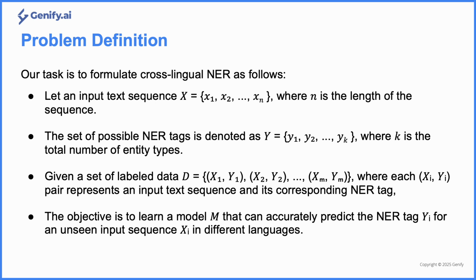NER involves identifying entities like organization and currency in text. We formulate the cross-lingual NER task as follows. We have an input text sequence represented by X, where N is the length of the sequence, and each token Xi is associated with the label Yi, representing its NER tag. The set of possible NER tags is denoted by the set Y, where K is the total number of entity types. Our objective is to learn a model M that can accurately predict the NER tag Yi for an unseen given input Xi in a different language.